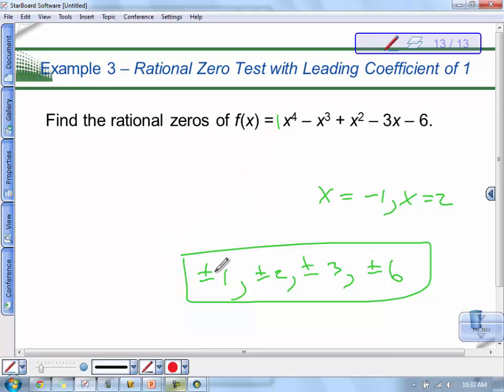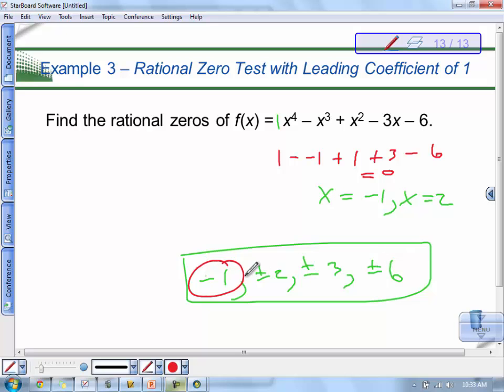But let's try. What you would do is just try them. You plug in positive 1, and you get 1 minus 1 plus 1 minus 3 minus 6, which gives you, these cancel, 1 minus 3 is -2, so this would be -8. So that's not a 0. So positive 1 doesn't work. Then you try the next one, -1. Plug in -1, and you get positive 1 minus -1 plus positive 1 plus 3 minus 6, which gives you 0. So this one works.